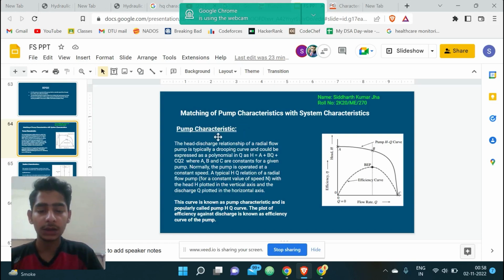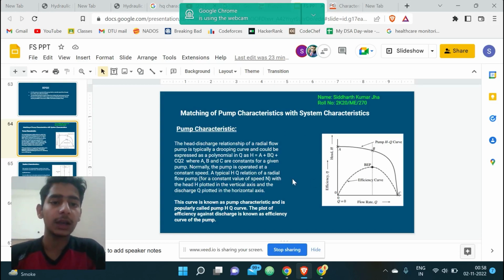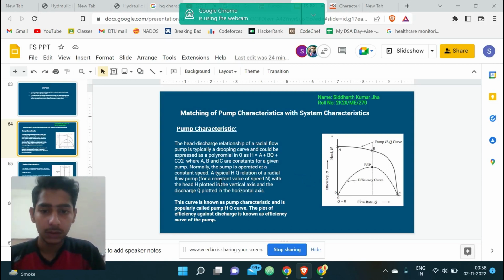So, pump characteristic can be defined as the relationship between the net head produced by the pump and the flow rate at a given rotational speed of the pump. A typical HQ relation of a radial flow pump, with the head plotted on the vertical axis and discharge Q plotted on the horizontal axis, is shown in the figure. This curve is known as the pump characteristic curve and is popularly called the HQ curve.